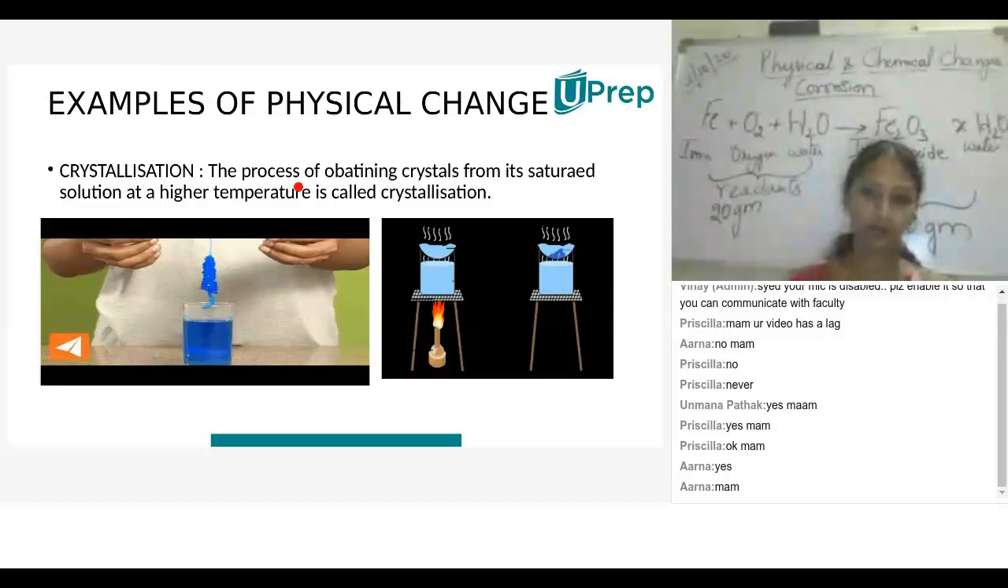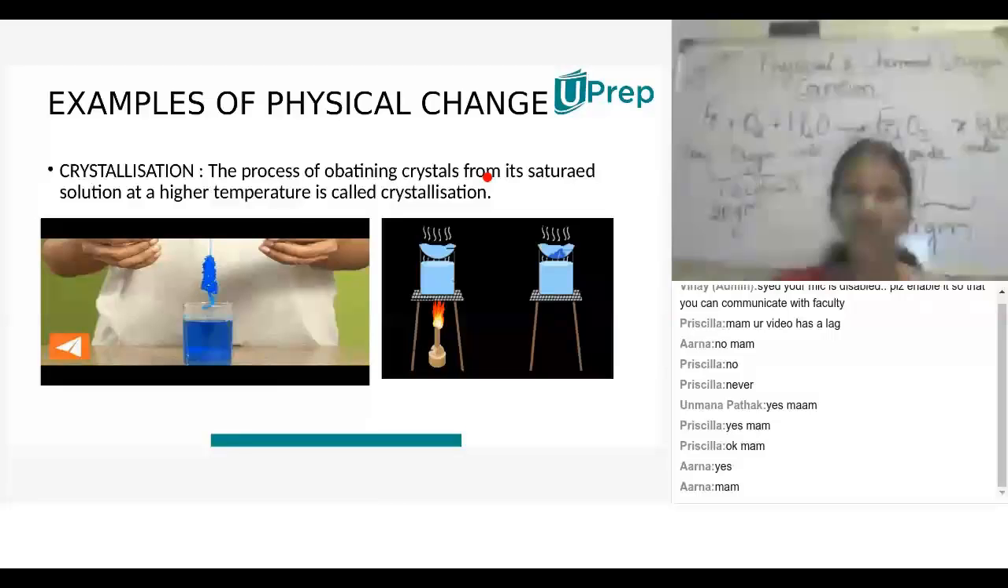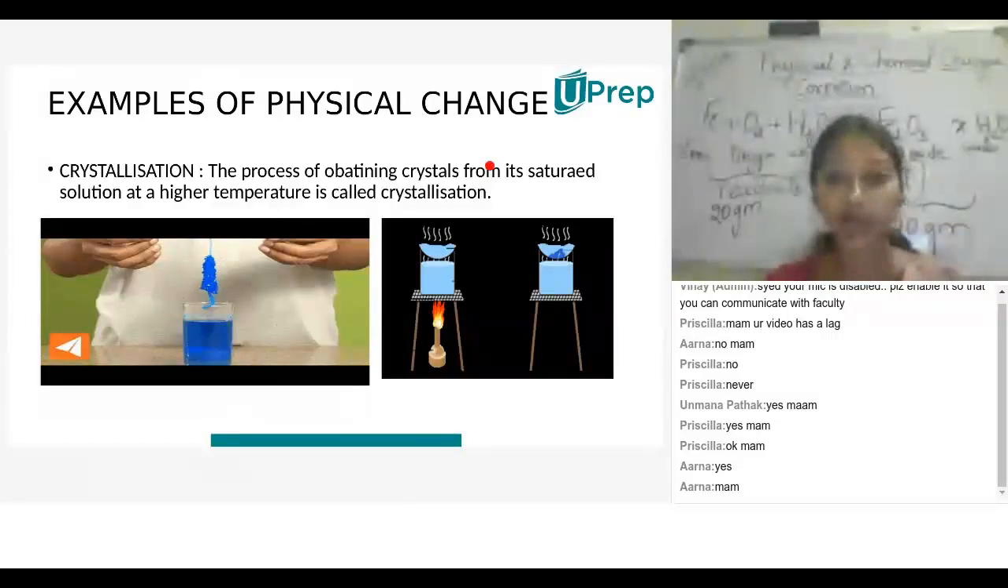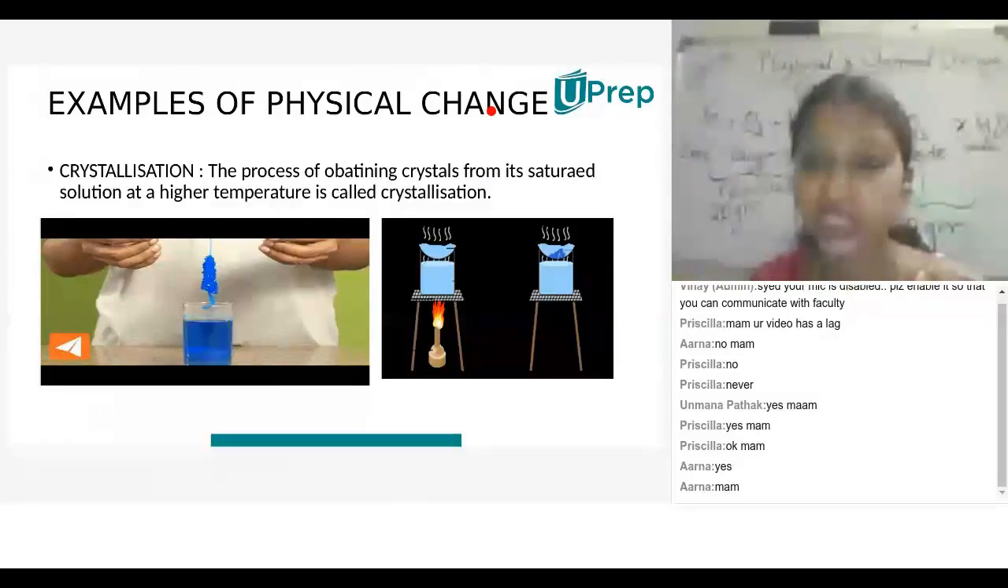Crystallization is the process of obtaining crystals from a saturated solution at a higher temperature. Crystallization is a physical change. Why? Because from the copper sulfate solution we are getting copper sulfate crystals. Here no new product is formed. That's why it comes under physical change.